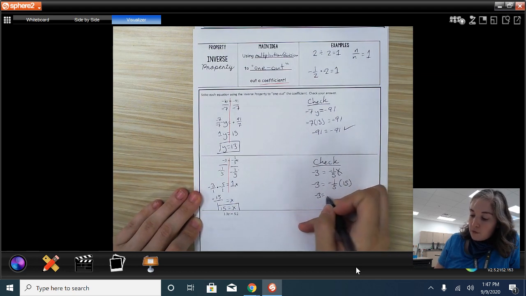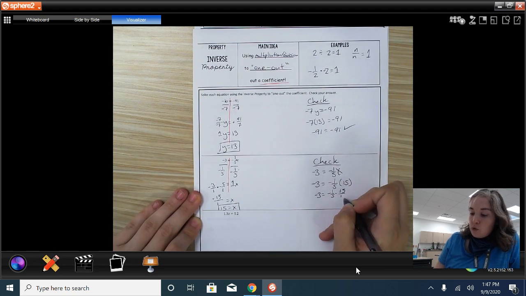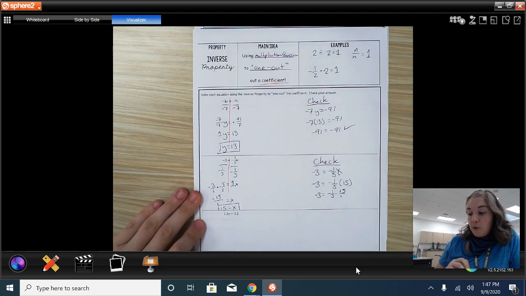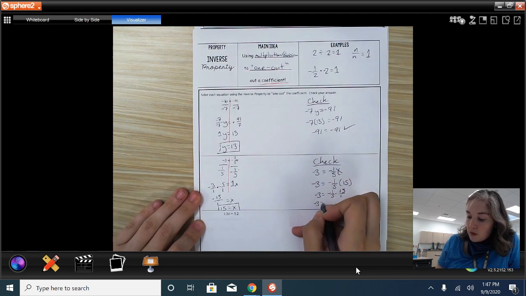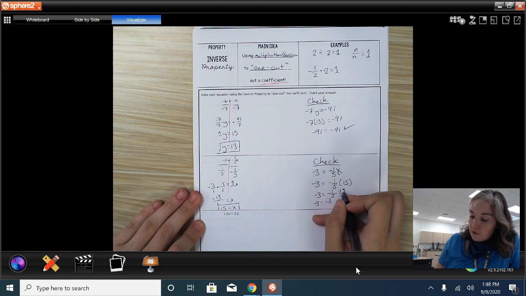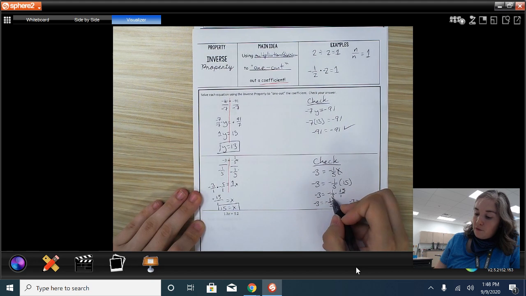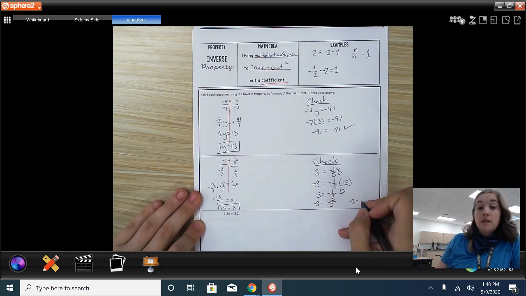So I have negative 3 equals negative 1/5 times, I'm going to change my 15 into a fraction, so 15 over 1, and then I multiply straight across. So that would be negative 3 is equal to negative 1 times 15 is 15. And then 5 times 1 is 5. So that means I have negative 3. Well, negative 15 over 5, I can reduce that down and simplify it down to negative 3.